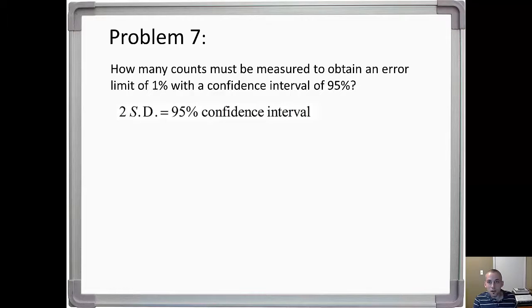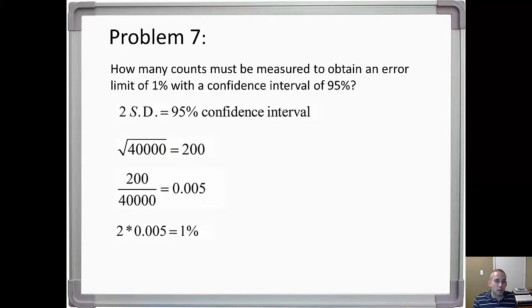Okay, so I'll show you how to calculate an error limit. I'll just show you the work-through. First, we're going to calculate the standard deviation. It's the square root of the number of counts, which is equal to 200. So this is the standard deviation.